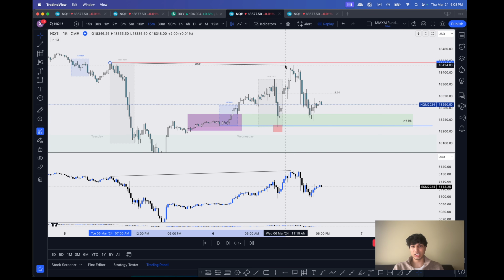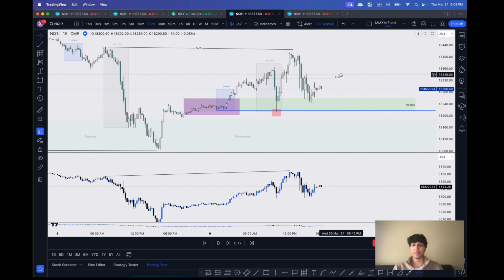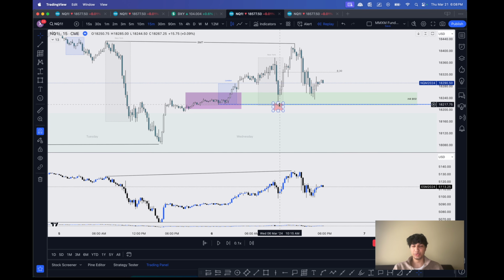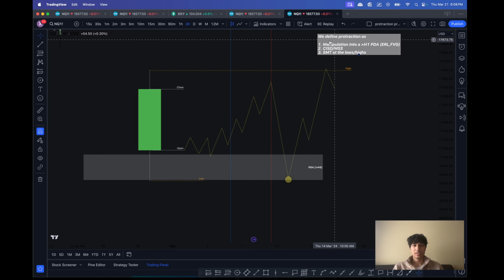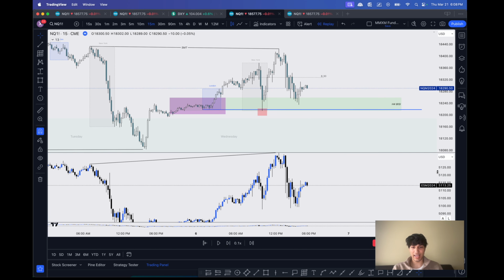Obviously, the SMT here would be a warning sign for you to get out of your position because ES has already liquidated those highs. Now, in addition to that, what we can look for is a confirmation SMT at this Judas swing, because remember what I said. We define protraction. In this case, the protraction or manipulation happens in New York, not London. We want to see an SMT, potentially at the lows. It's not necessary, but it definitely adds confluence.